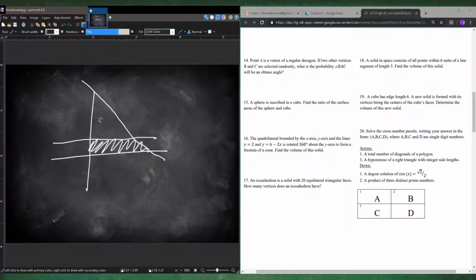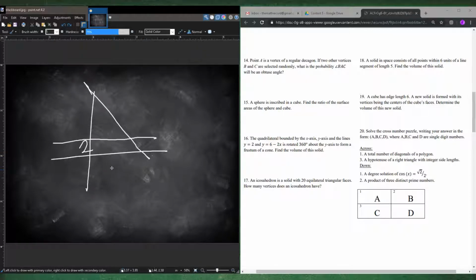And then you're gonna get this area, and then you're gonna subtract them, and then you basically get this area. I mean this volume. So we just need to find where this is placed. So this one's at 2. This is 6 minus 2x.